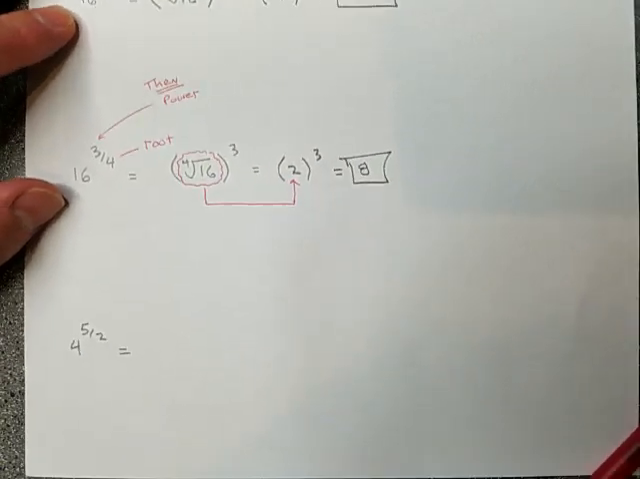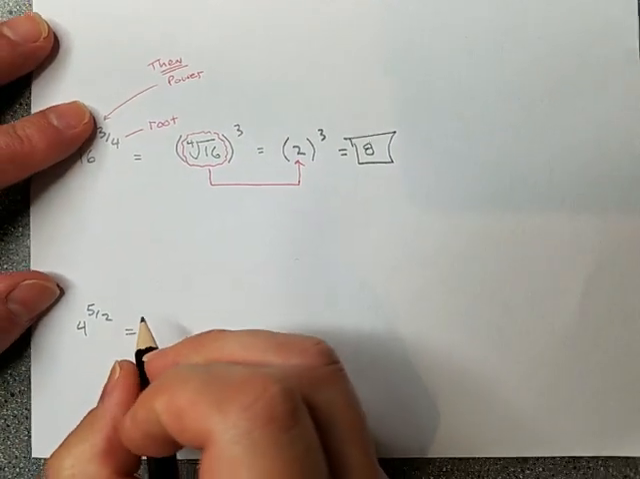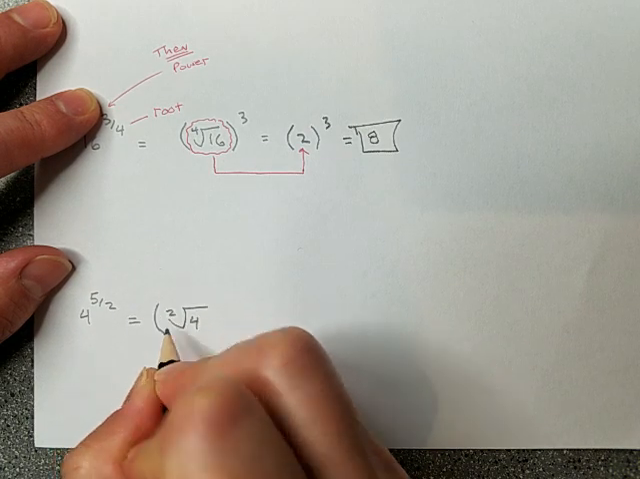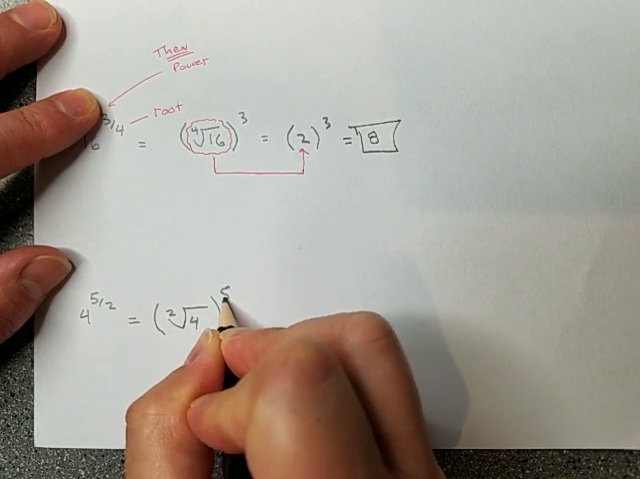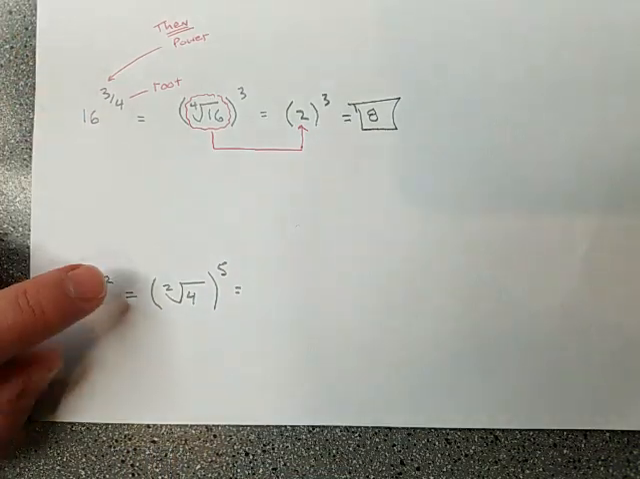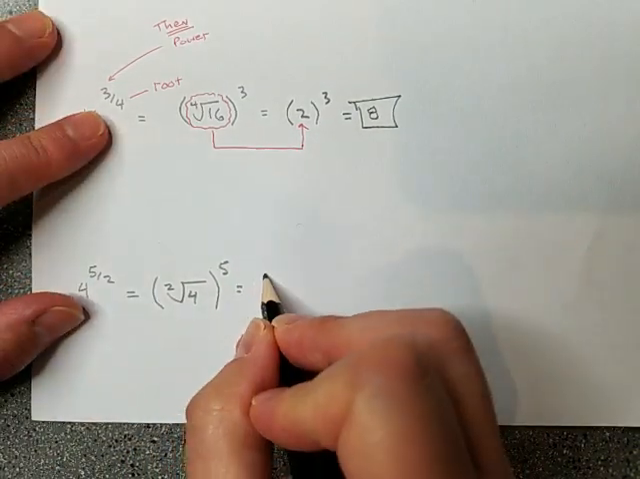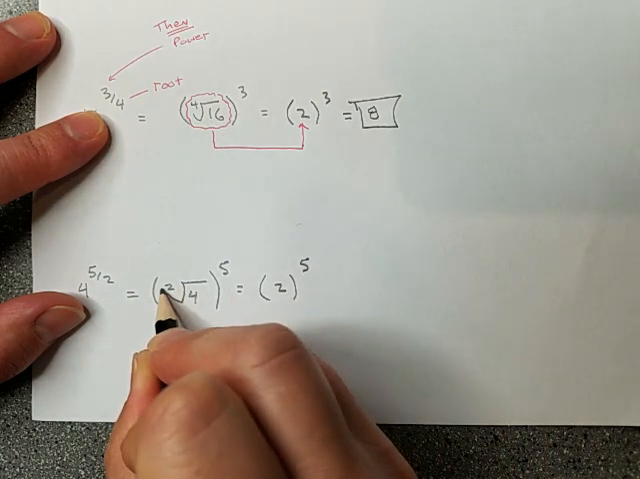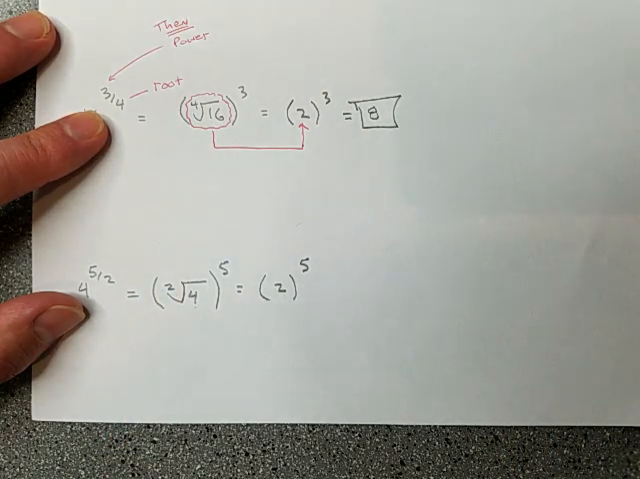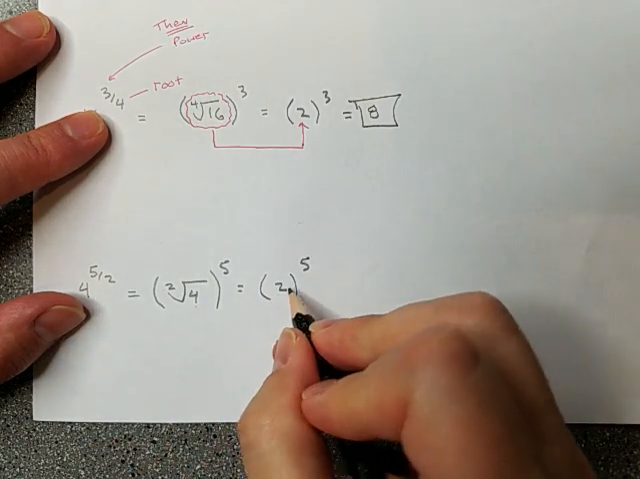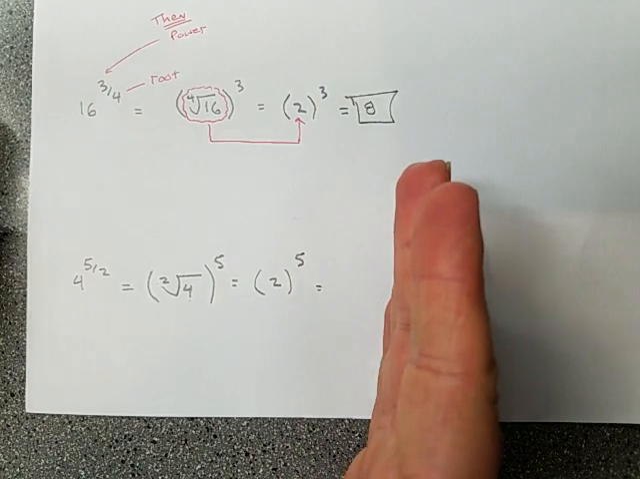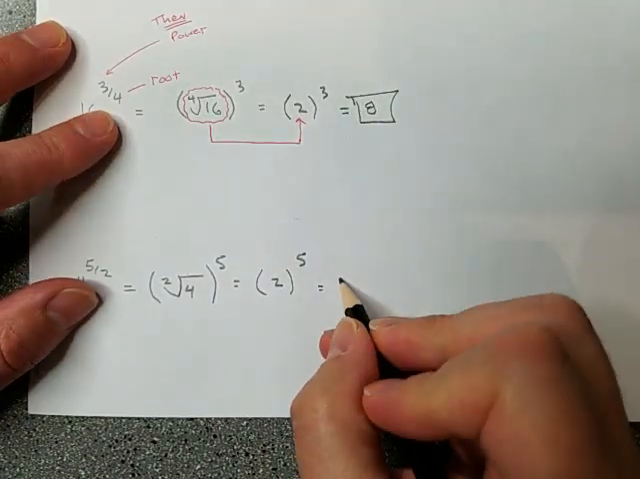Okay. One more. 4 to the 5/2 power. That'd be the square root of 4, then raised to the 5th power. Let's see about that. Square root of 4, that's 2, because 2 to the 2nd power is 4. Remember, that's how we learn to do the roots. And then 2 to the 5th power, let's see, 2 times 2 times 2 times 2 times 2, that's 32, all right?